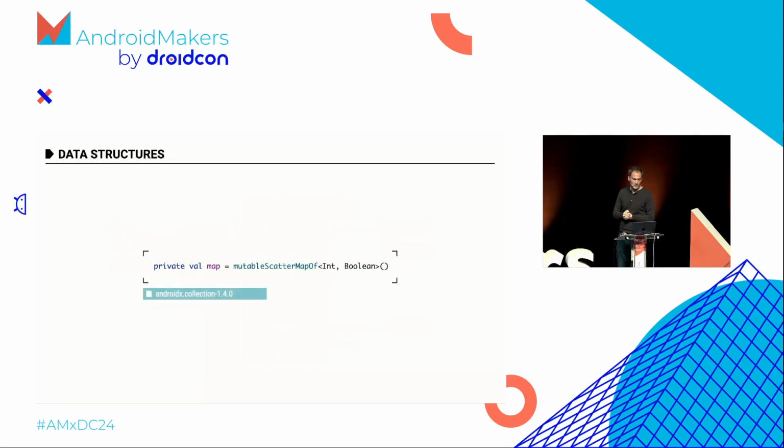So instead, in Compose, actually in AndroidX.collection, as of version 1.4 of AndroidX.collection, there's a new type of hash map called scatter map. We try to follow the existing API, so you can call mutable scatter map of.